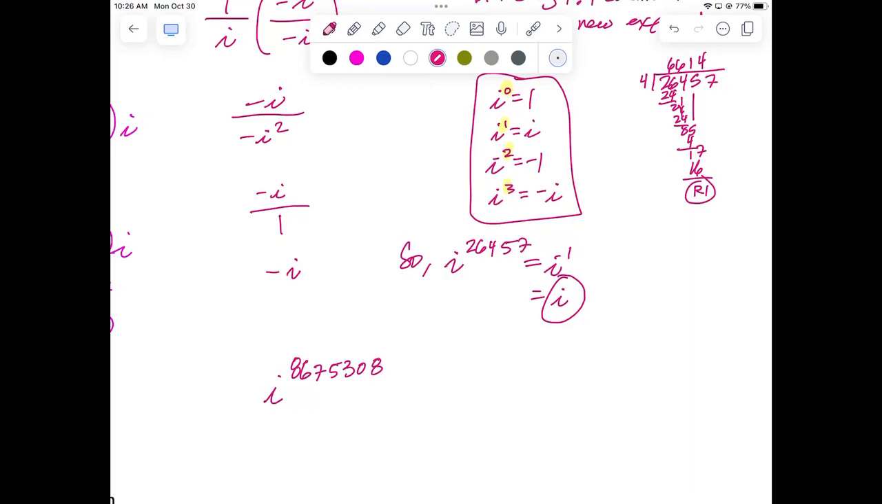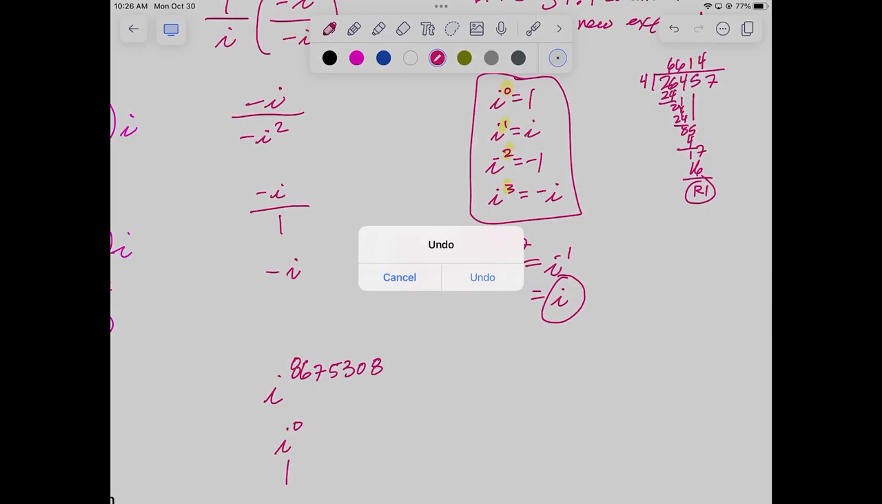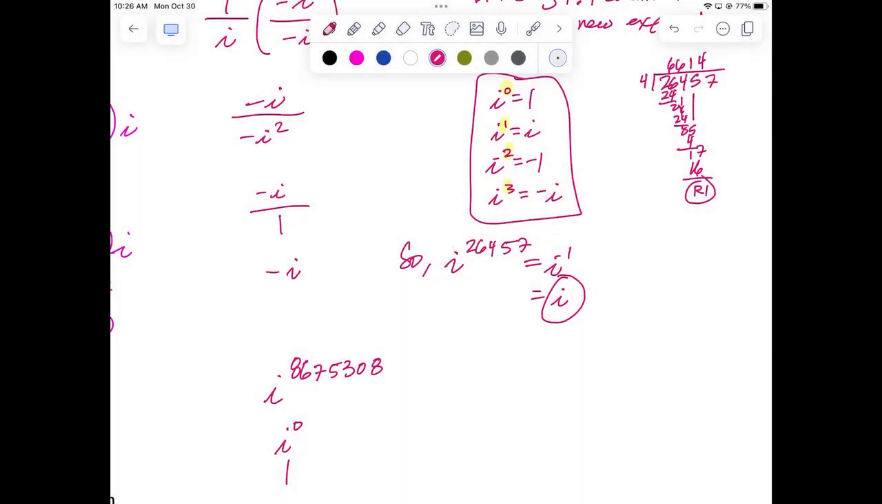And if the remainder is 0, then what is that equal to? 1. You could say this is equal to i to the 0, which is equal to 1. Okay? i to the 0, which is equal to 1.